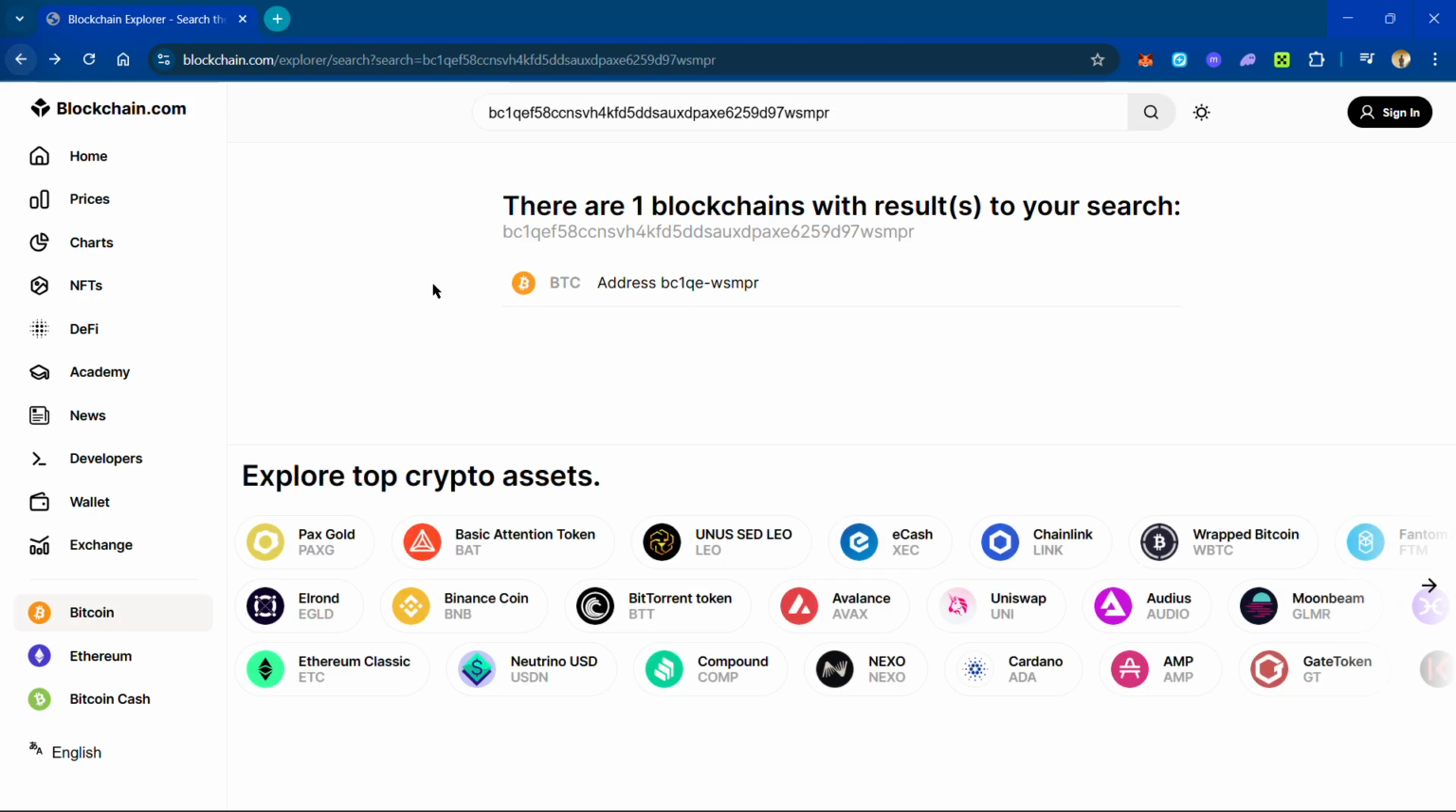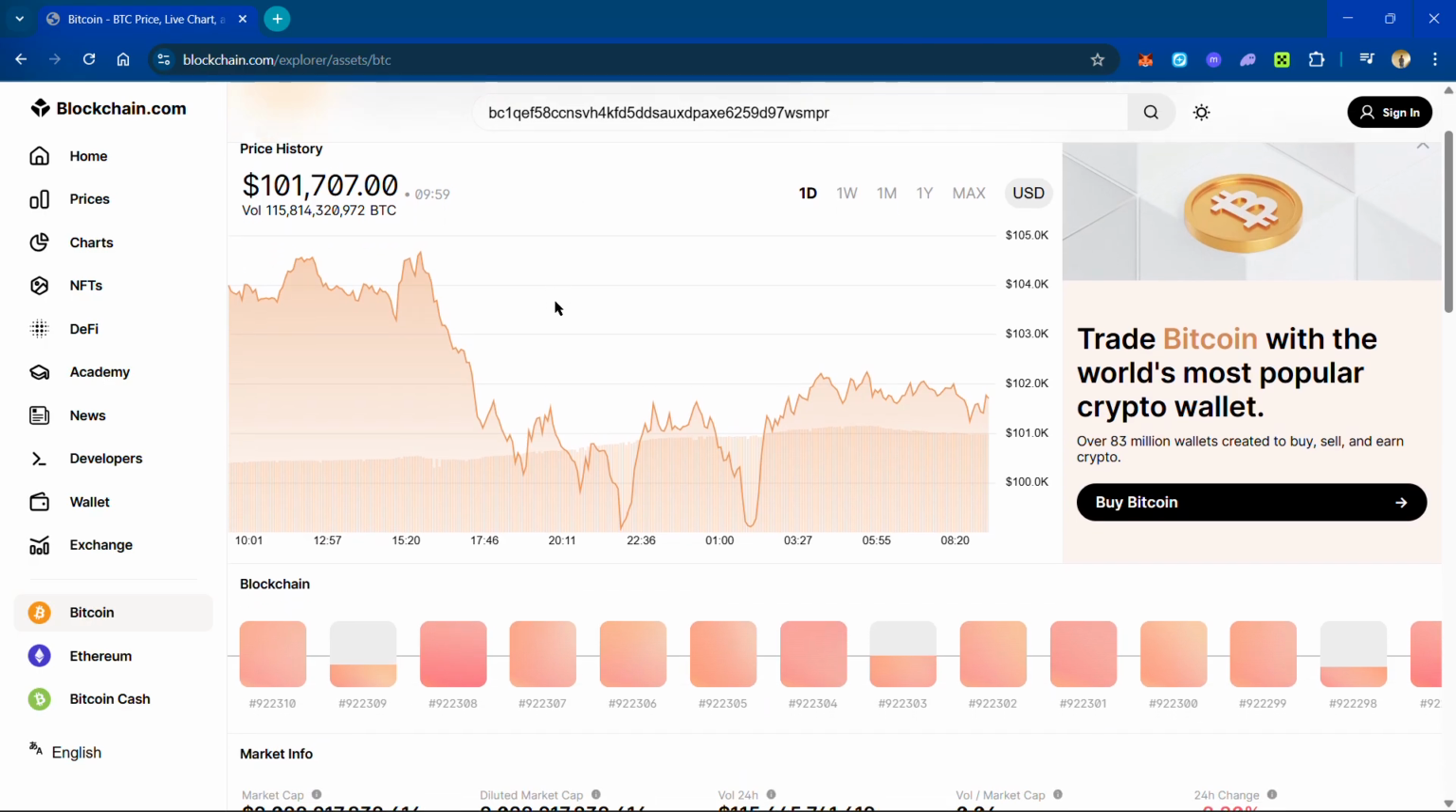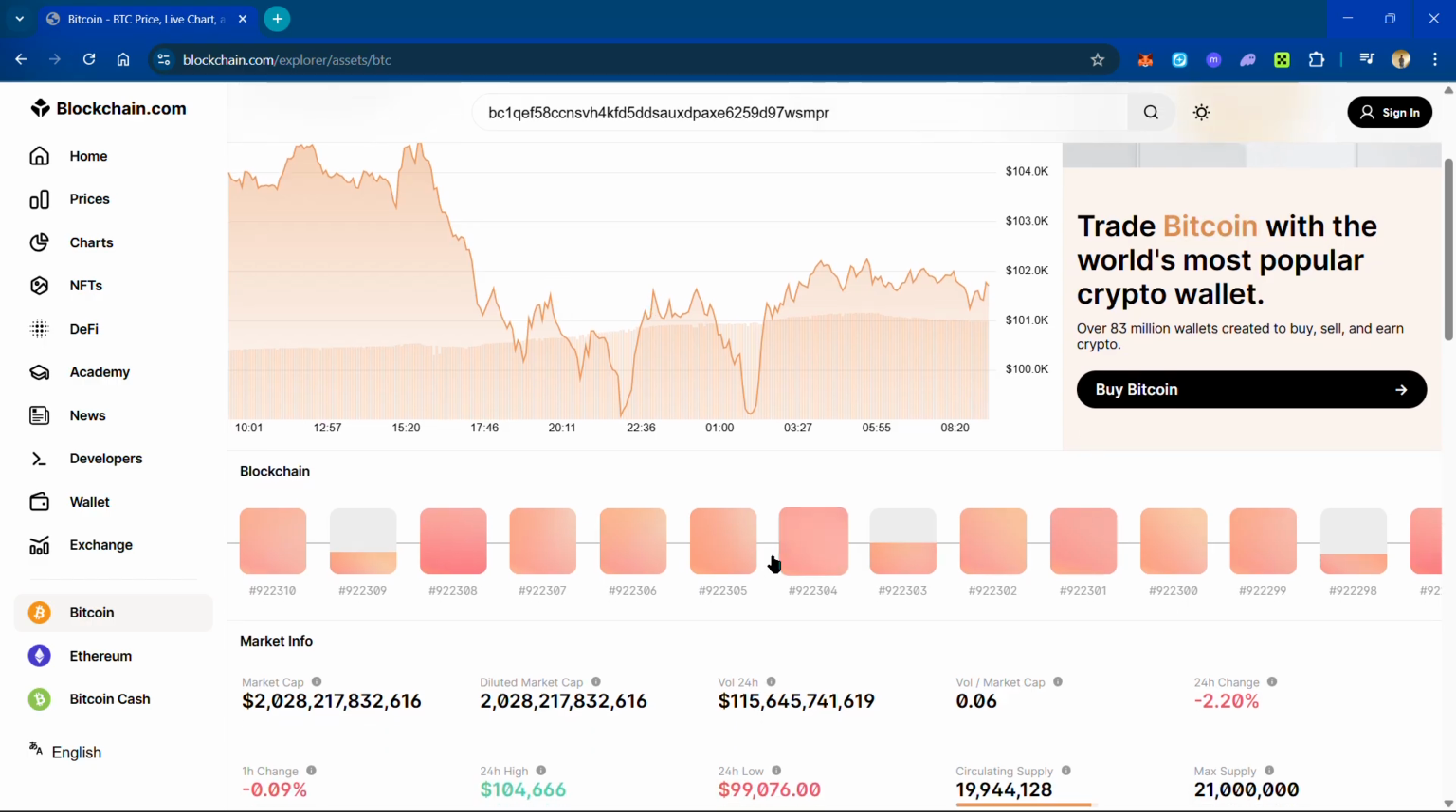So go back. Let's go to the Bitcoin blockchain on its own. As you can see, the current price of Bitcoin as of now is $101,707. And these are blocks. You guys can see this is a block, this is a block, this is a block. These are blocks and they are all connected together with this unique fingerprint which is called a hash.